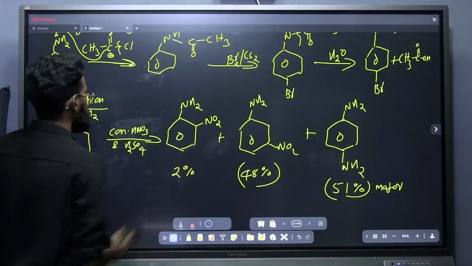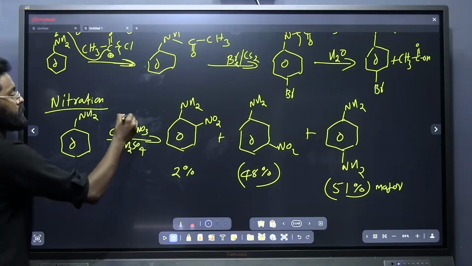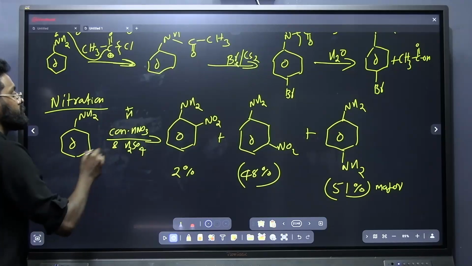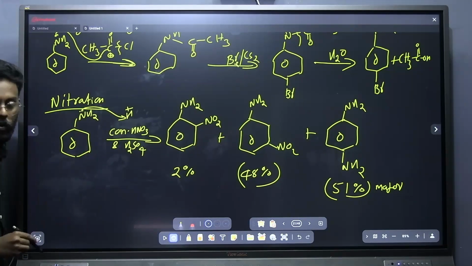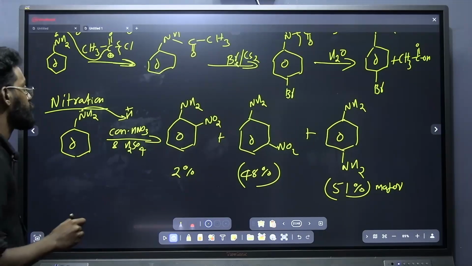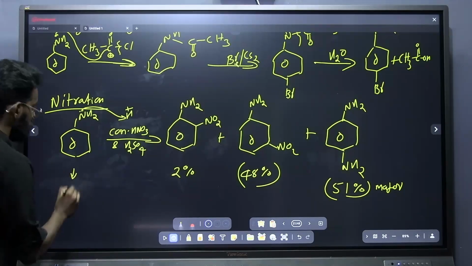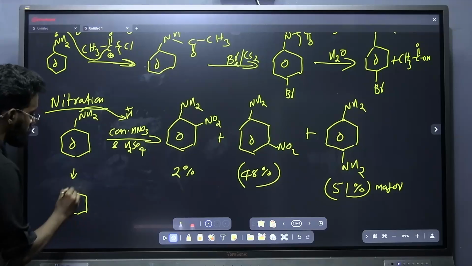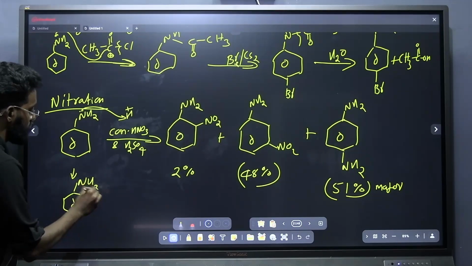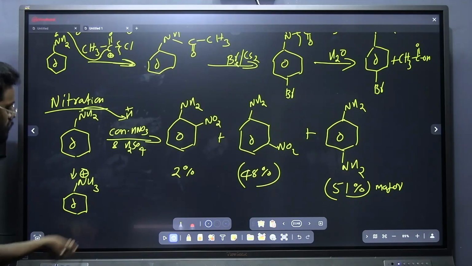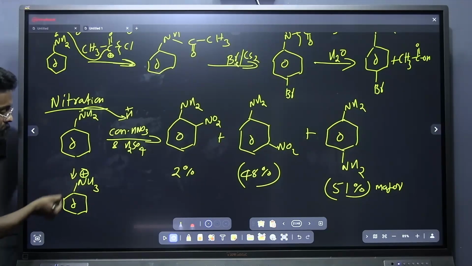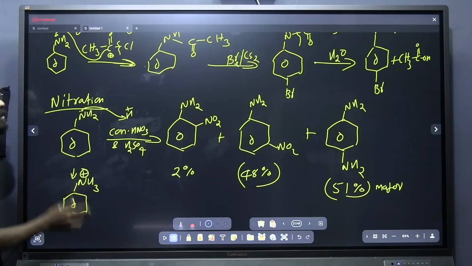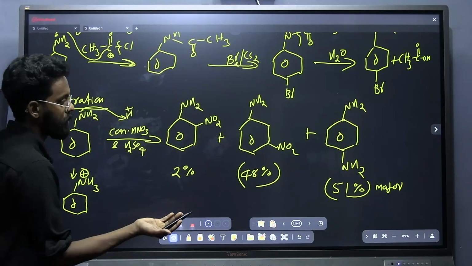What is the reason? The reason is the reaction is taking place in acidic condition. As the reaction is taking place in acidic condition, the lone pair of nitrogen will be attacking the proton, which results in the formation of an anilinium ion. And we know that this anilinium ion is an electron withdrawing group. This will be deactivating the ring. So because of that, we will be getting a meta product.